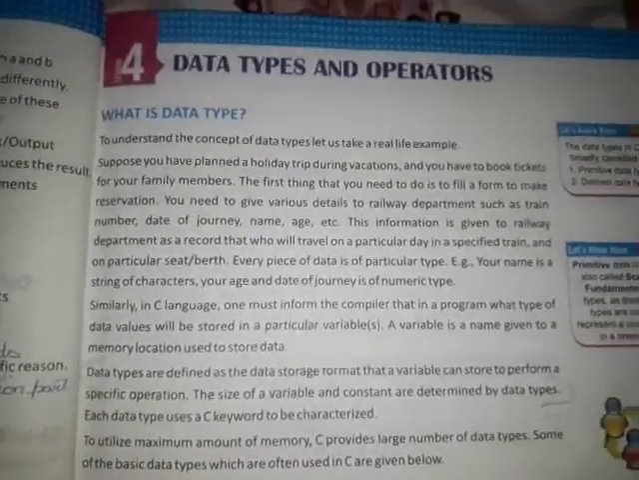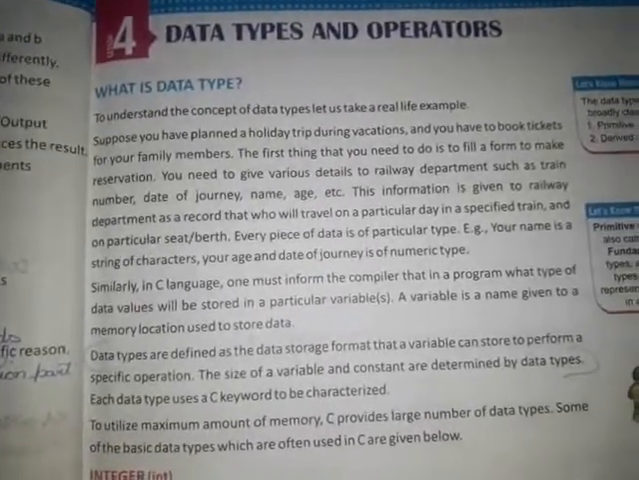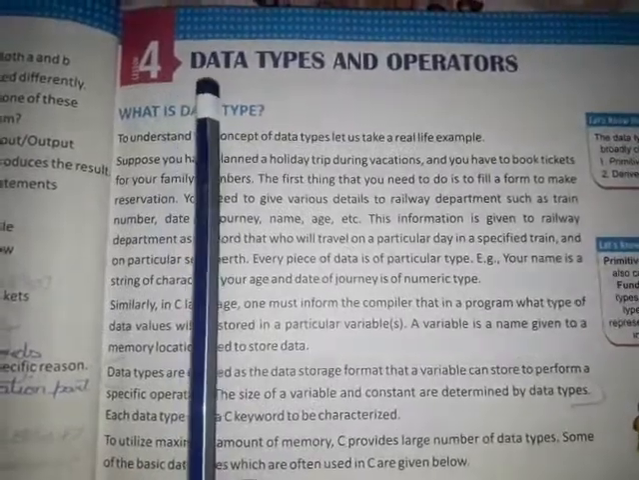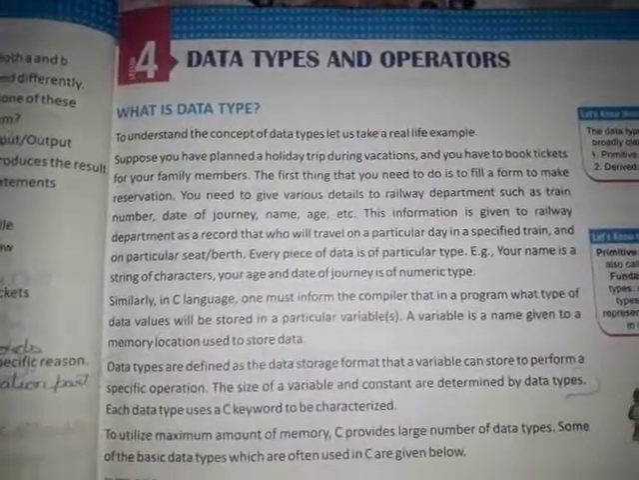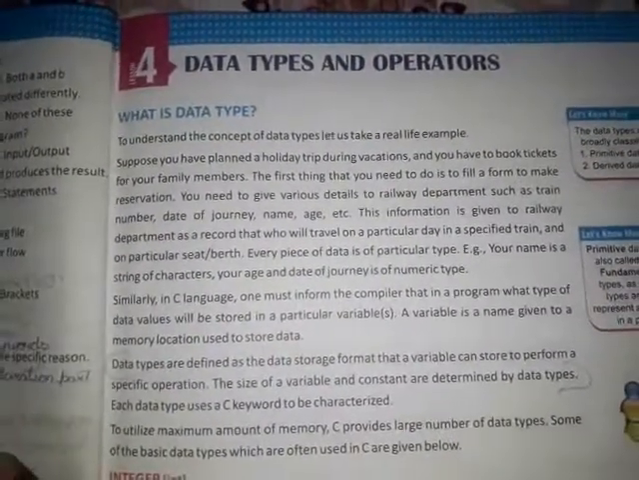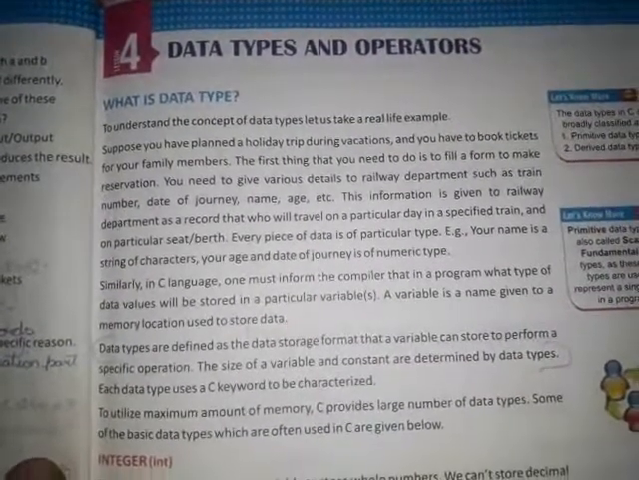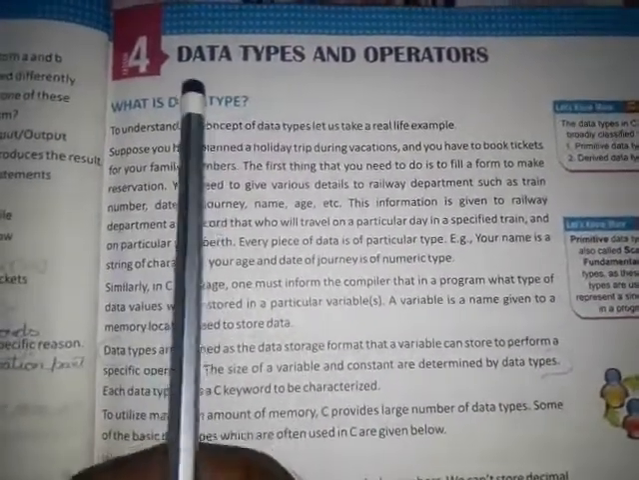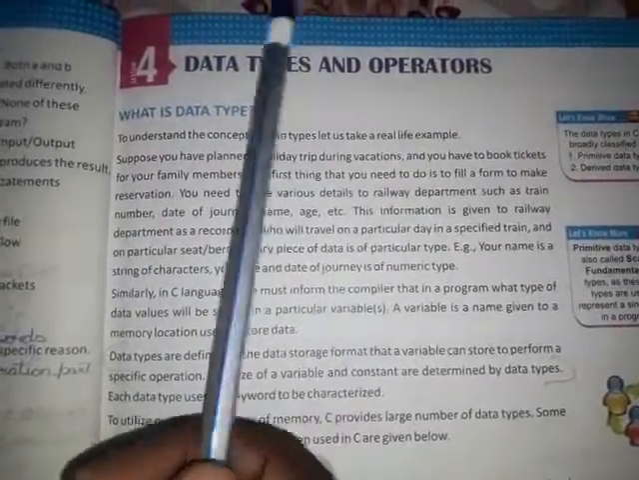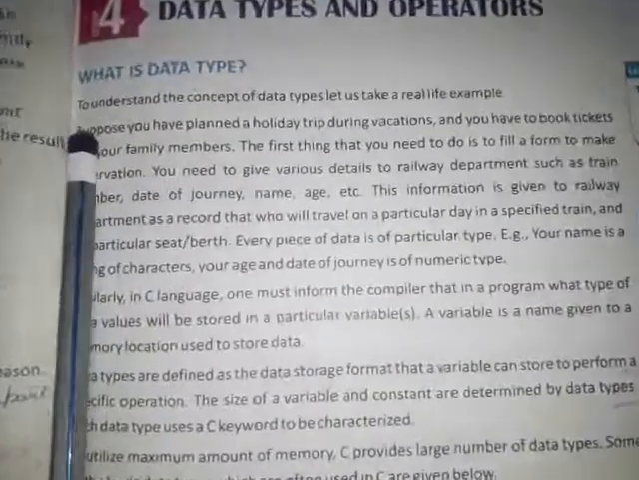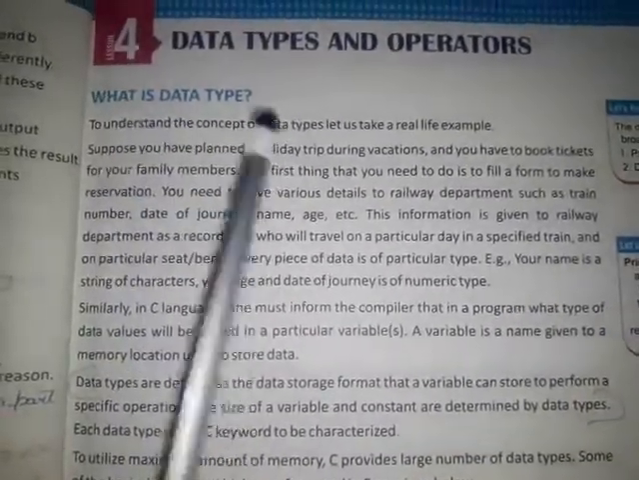Now, after finishing the third chapter, we move on to the fourth chapter, which is data types and operators. In this standard, we are dealing with the C language. So these data types and operators are C language data types and operators. Okay, let us see what data types are.